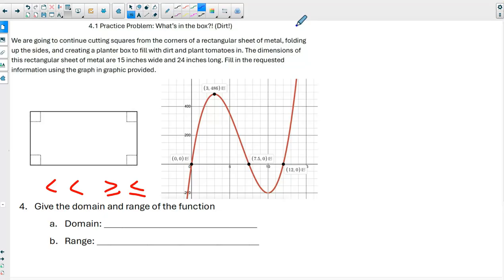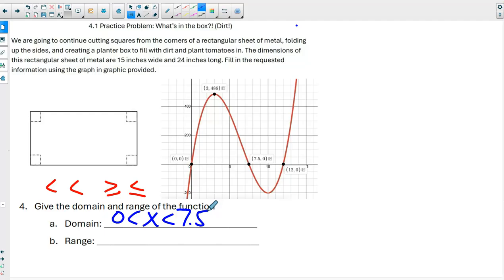Domain X or Y? X. Yeah, that's right. So domain is X. So I'm going to throw an X right there. And there's actually two ways to write it. I've shown you one way. I'm going to show you another way now. So one way of writing this would be X is greater than 0 and less than 7.5. Okay. Now, if you look at the volume right there, it's 0 and it's 0. Do you have a box if you have 0 volume? No, you just have a sheet of paper or a sheet of metal, whatever. Okay. So I don't include that.